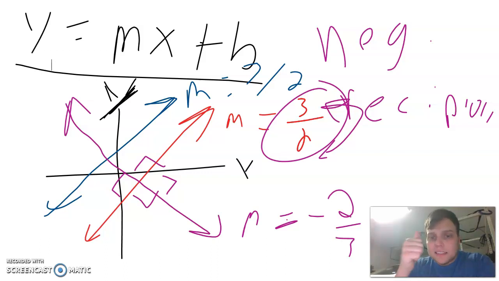So parallel lines, same slope. Perpendicular lines, negative reciprocal slopes. All right, so with that idea, let's dive into some problems here.